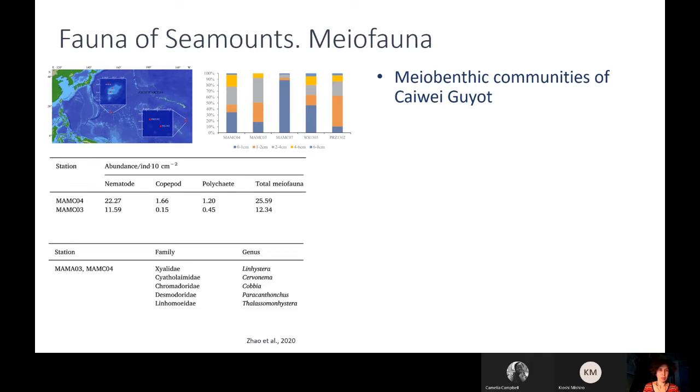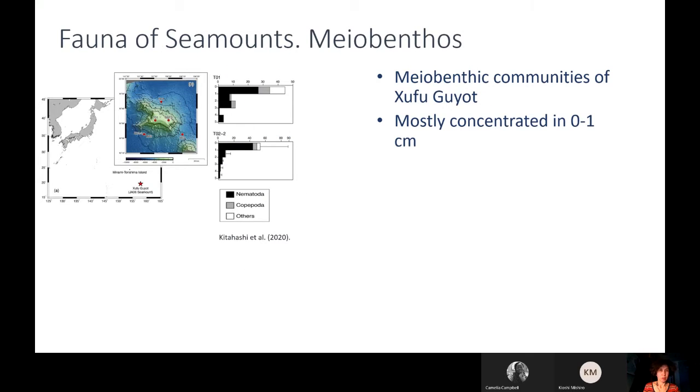Studies of meiofauna were also done, but they are quite limited, and they have been done at Kocebue Guyot. At least two samples were published, and they showed the normal distribution of meiofauna, with nematodes being the most diverse group in the samples. In contrast, at another guyot, in the meiobenthos communities the most diverse group was Copepoda, and the animals were mostly concentrated in the first centimeters.